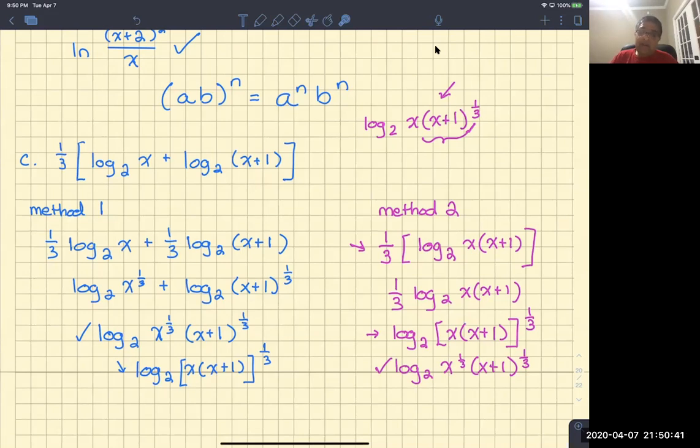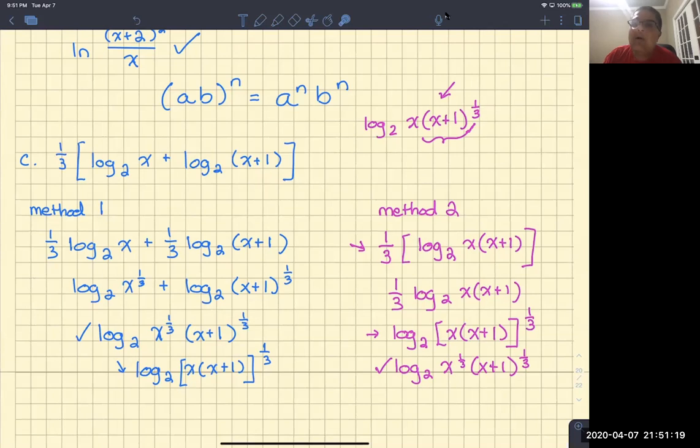So whichever method you found easy, it's fine by me. You can distribute the 1/3 and then use the power rule and then the product rule, or you can first use the product rule and then use your properties of exponents, which you definitely still need to know. In order, before you even begin to start learning the properties of logarithms, you need to know the properties of the exponents. Okay, so the product rule of exponents, the power rule of exponents, the power of a product, the power of a quotient, all of those things, zero rule, etc.